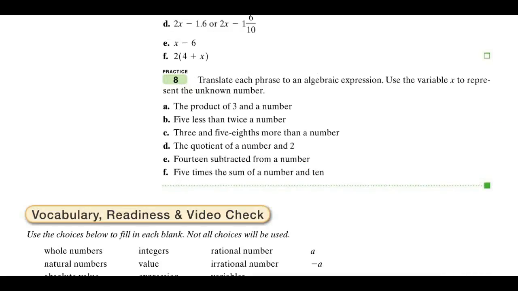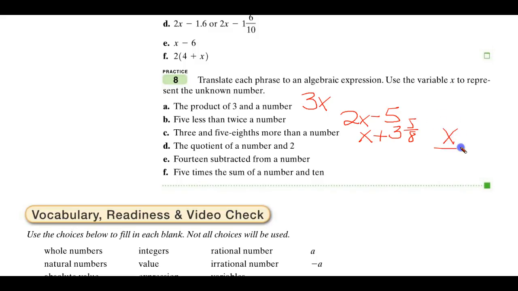And just for a little more practice, we'll do these. The product of 3 and a number. And we're still using x. 5 less than twice a number. Twice a number and 5 less. 3 5/8 more than a number. There's the number plus 3 5/8. The quotient of a number and 2.